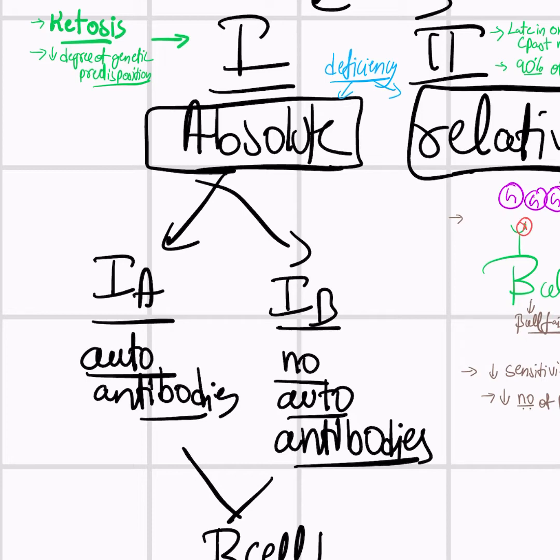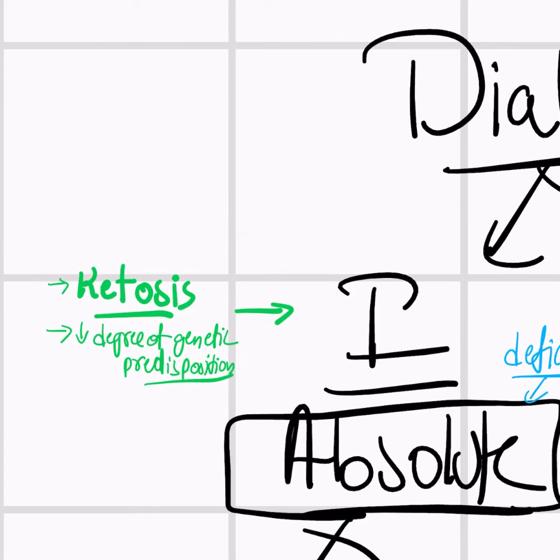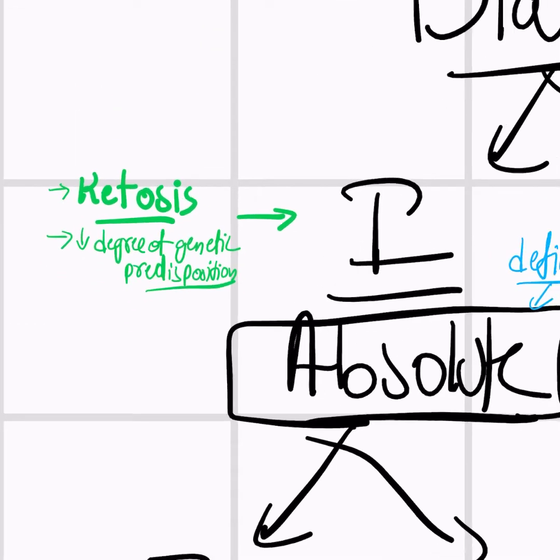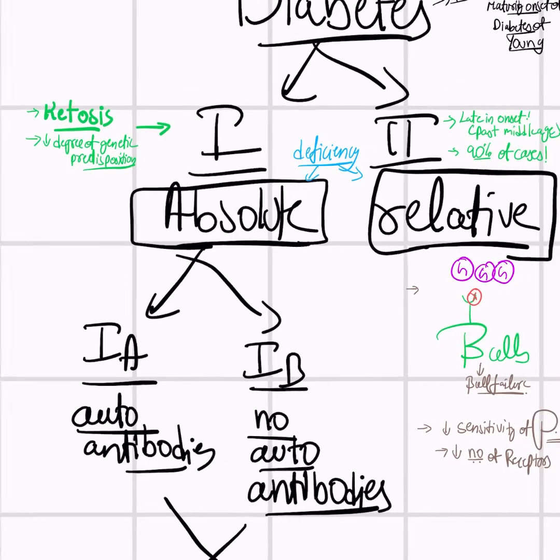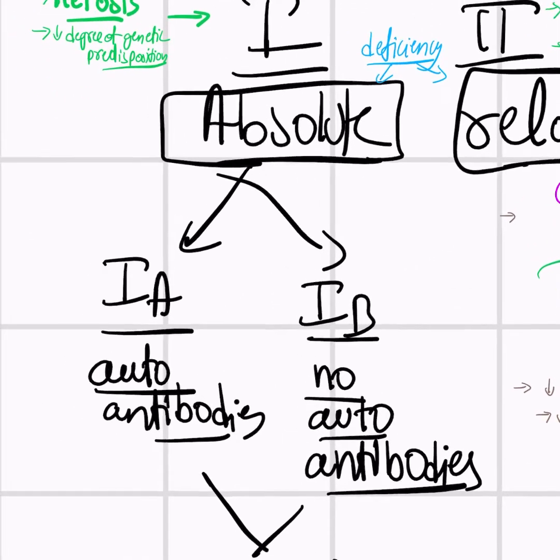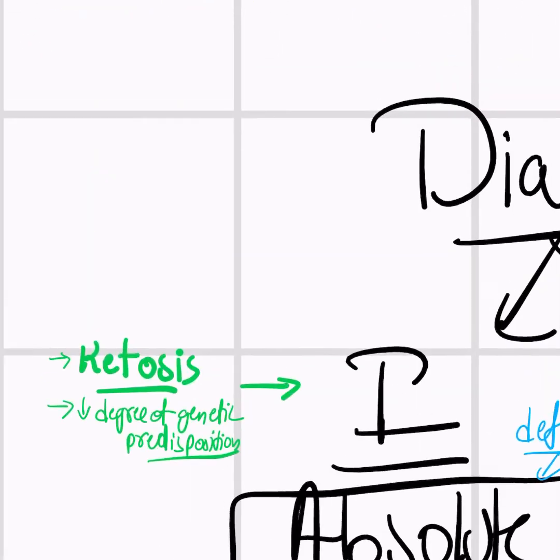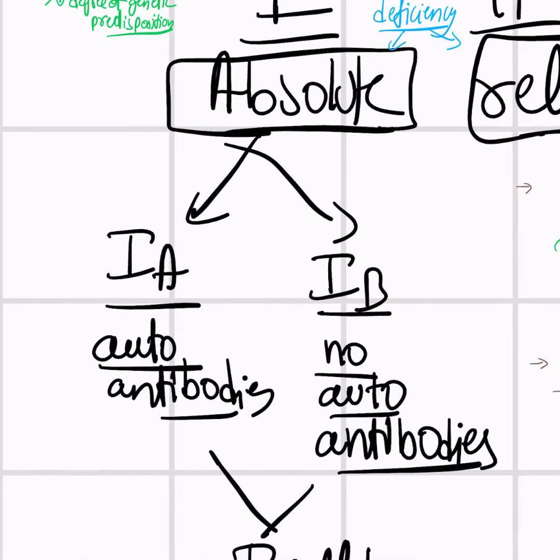But there are other conditions where there are no autoantibodies, but it's still an absolute deficiency of insulin. That is the 1B subclassification. And this is going to be idiopathic basically. Right. Now, type 1 conditions are the ones which usually lead to ketosis, right? And there is a decreased degree of genetic predisposition. There is nothing like, okay, this might have come up genetically. But what we are more interested in is the type 2 type of diabetes.